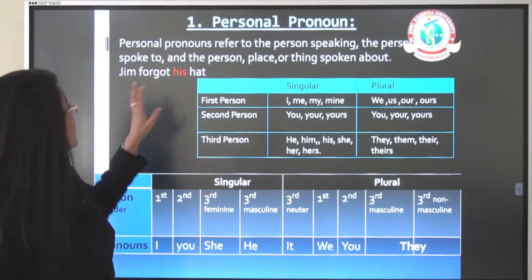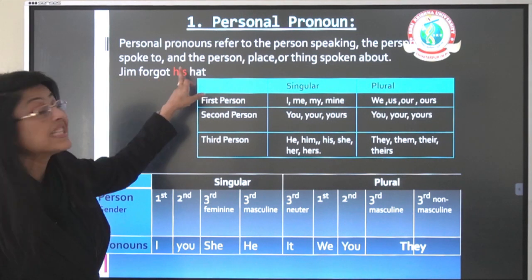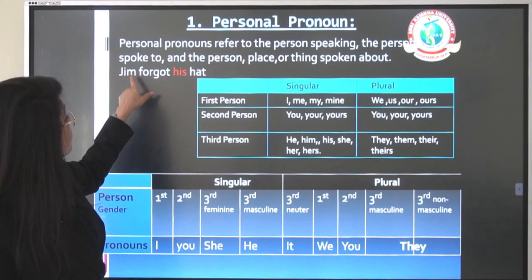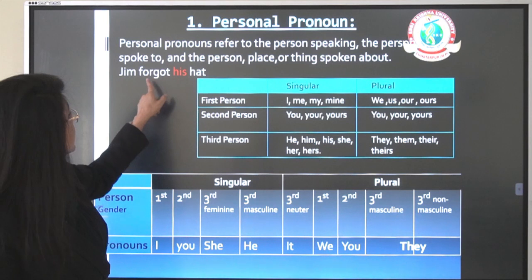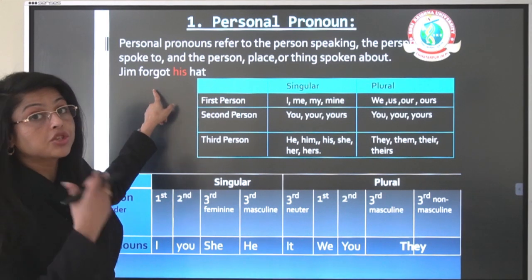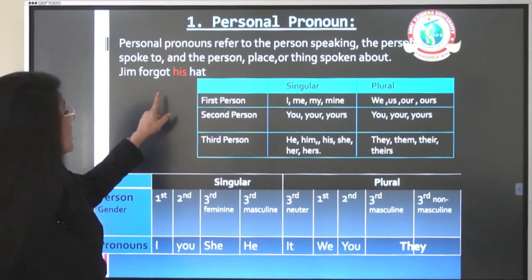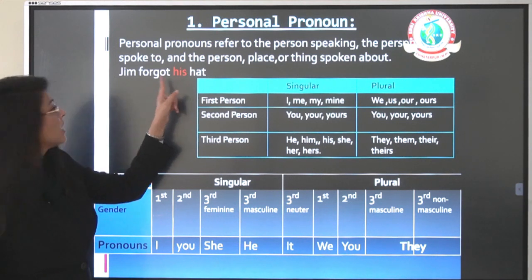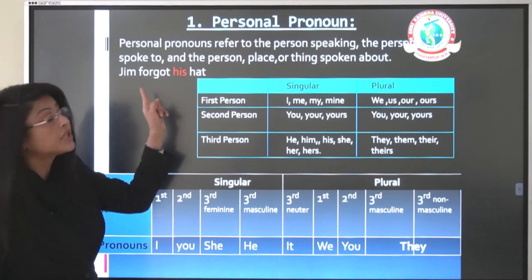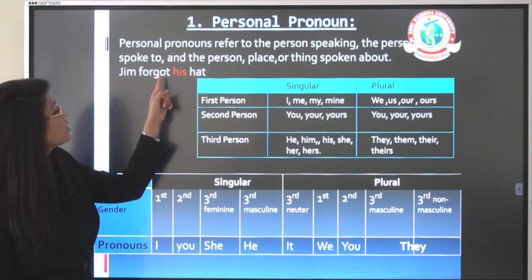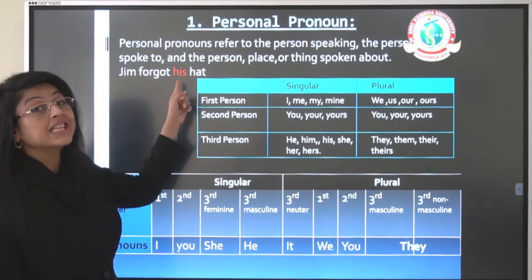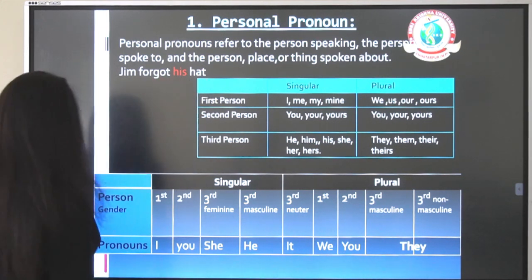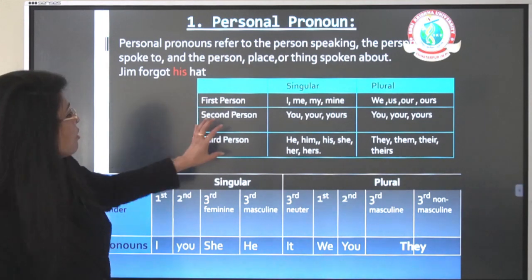I have given a table. For example, Jim forgot his hat. That is a personal pronoun. He's talking about himself, his hat. Jim and his. Instead of the repetition, Jim forgot Jim's hat, we are saying his. So his becomes a pronoun here. Okay. Coming on to here.